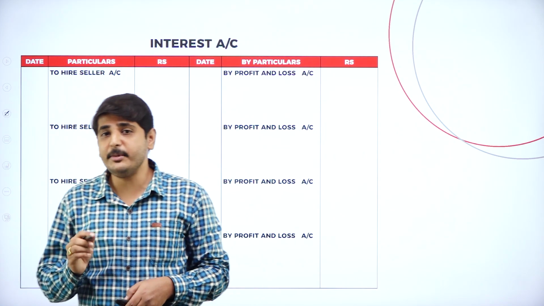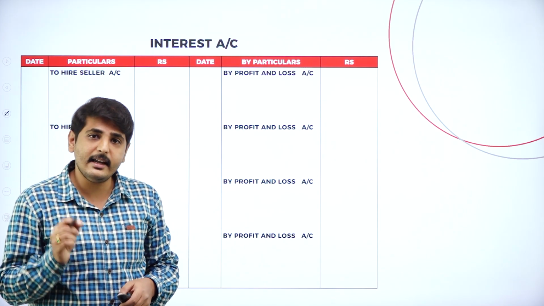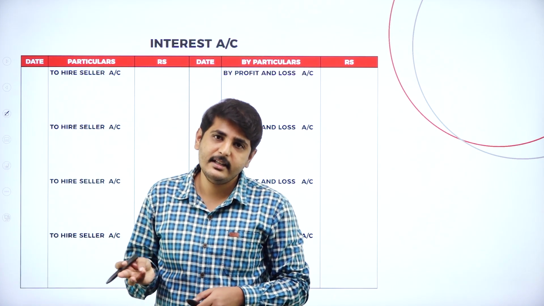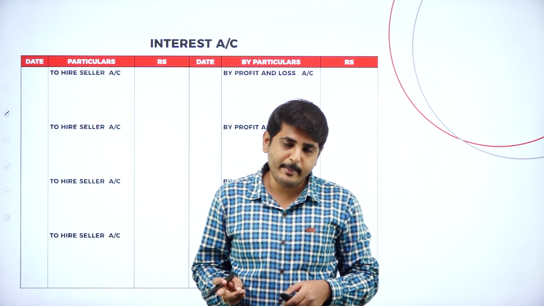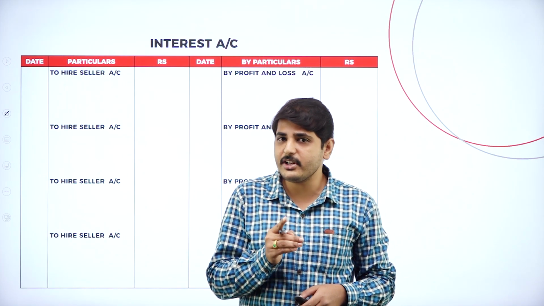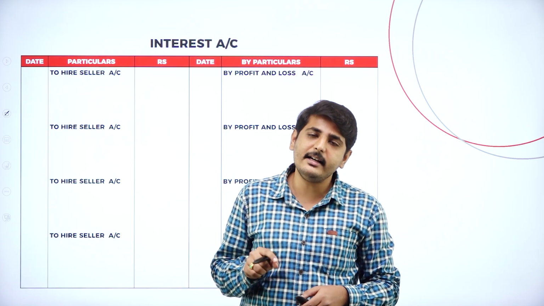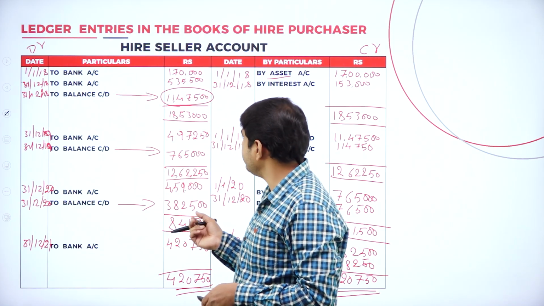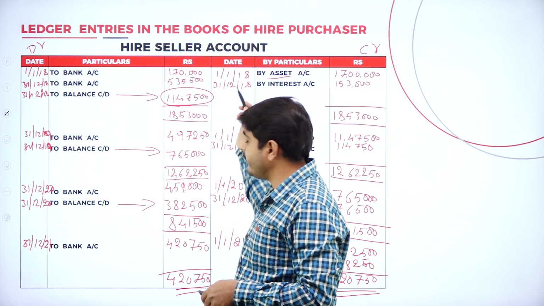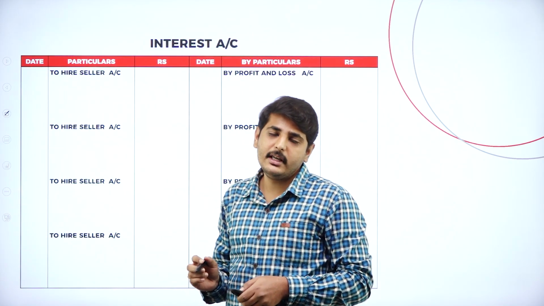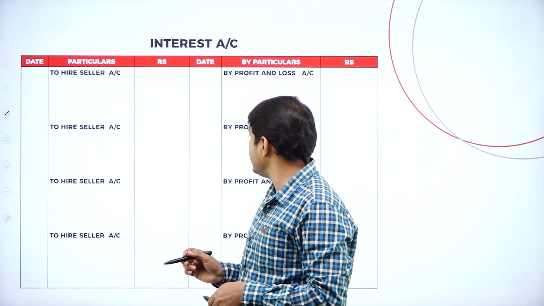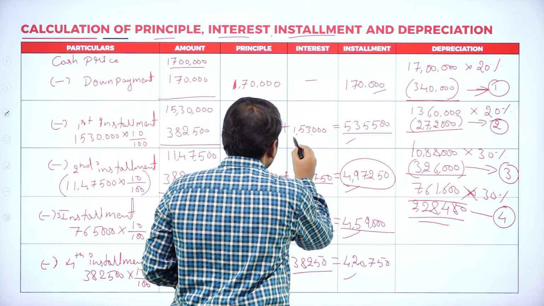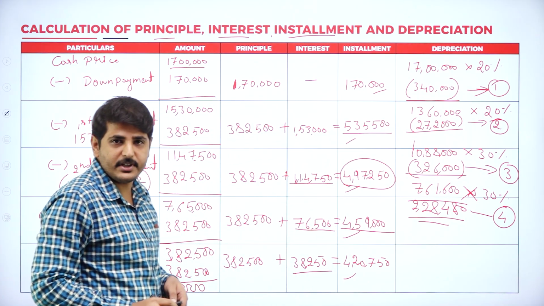So where will interest come in the journal entry? While calculating the interest, the first entry will be purchase of asset. The second entry will be down payment. The third entry will be the calculation of interest. On which day will we calculate the interest? At the end of the year. For example, on 31st/12/2018, I am going to calculate the interest. So what is the interest? 1,53,000 is the first year interest.